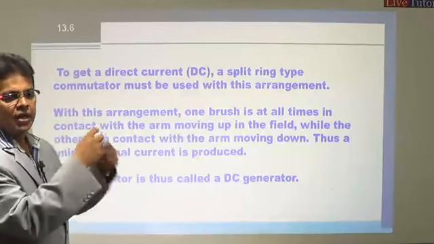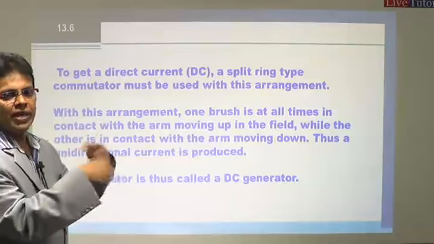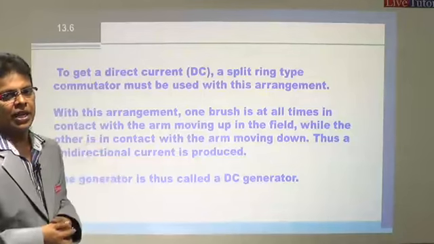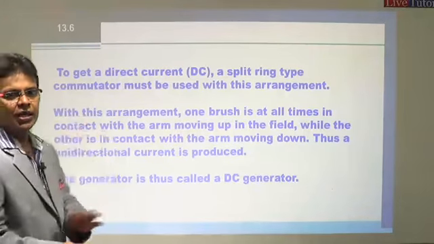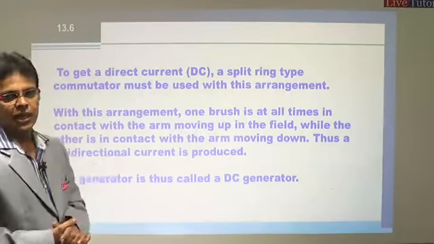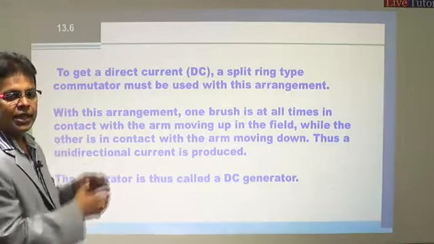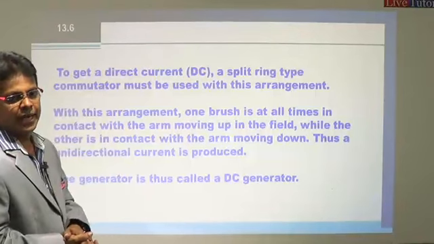Because every time the split ring will be in contact with the brushes, you will keep on getting the current in the same direction. So all the time, if it is in contact, you will get the current in the external circuit. That is called a unidirectional current. And that kind of generator is called a DC generator, which produces direct current.